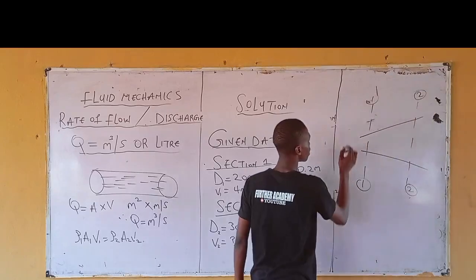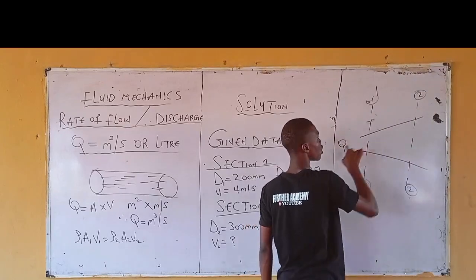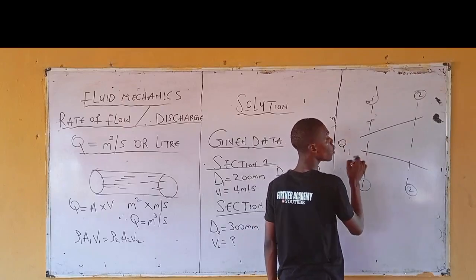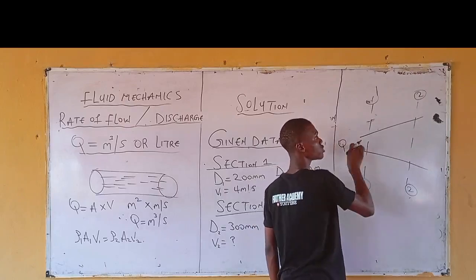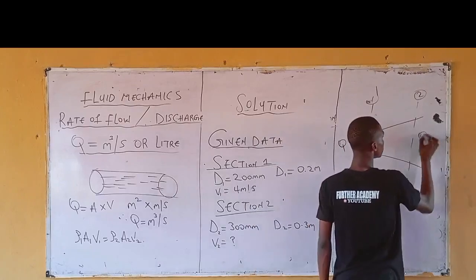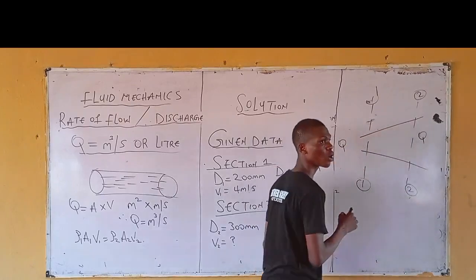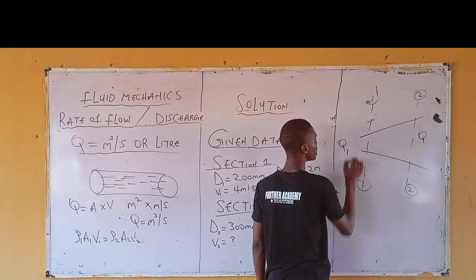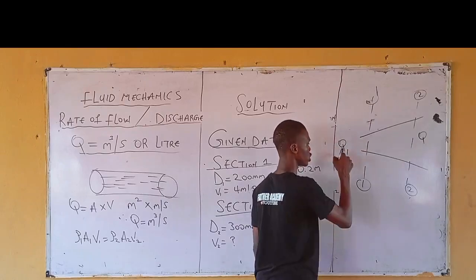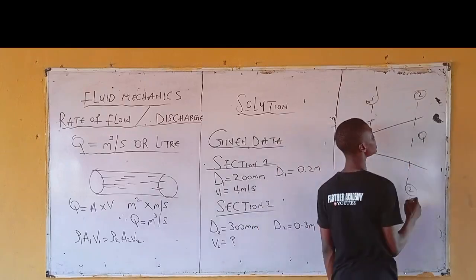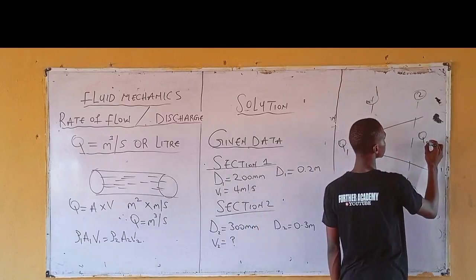And Q is entering section 1, and Q is also leaving section 2. But this Q is the inlet, let's denote it as Q1. This Q is the outlet, let's denote it as Q2.